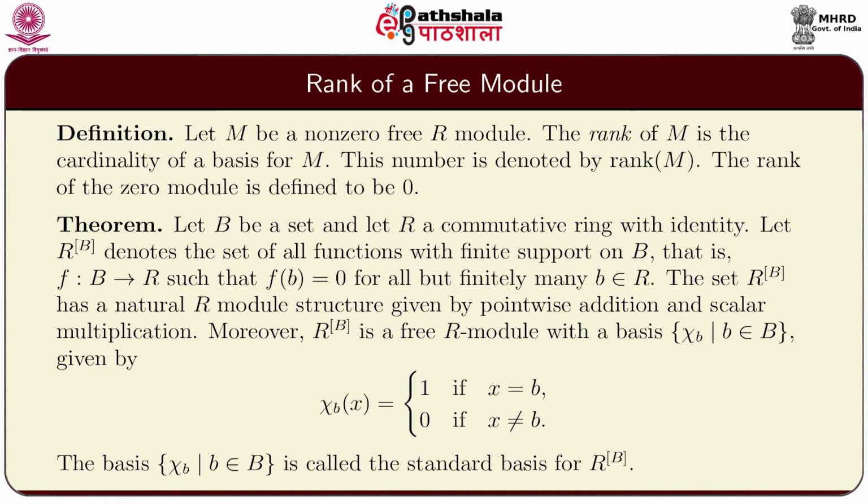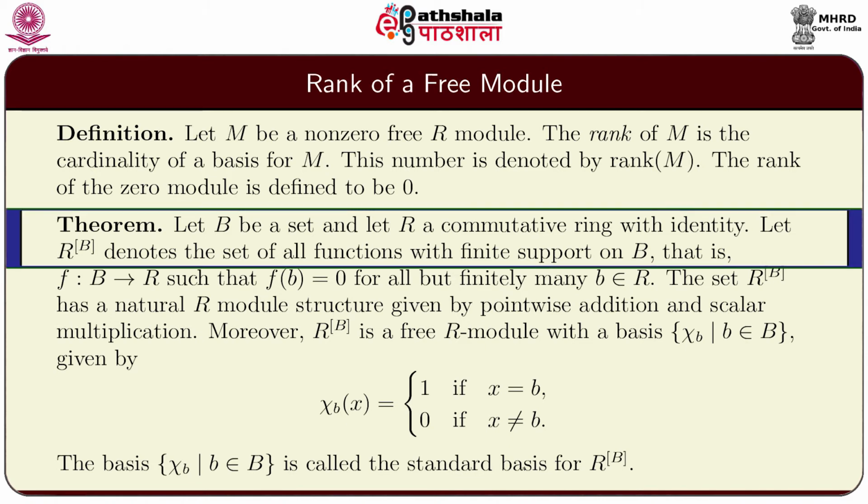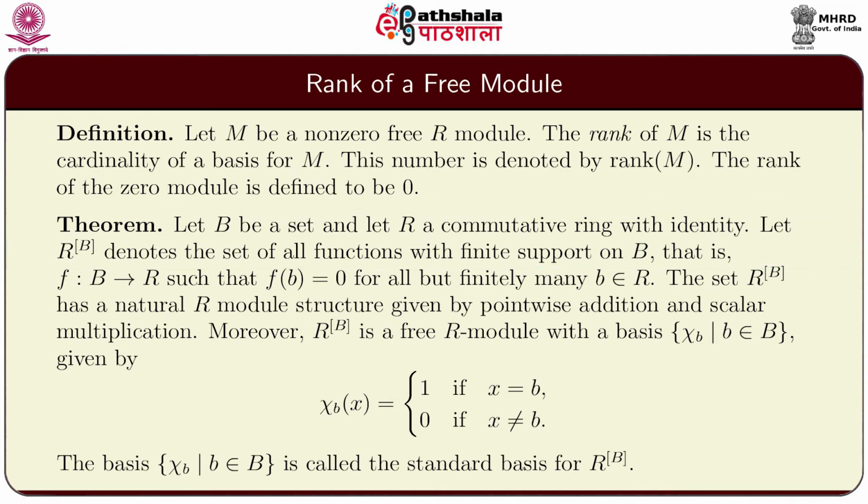Now, let us start with a non-empty set B and a commutative ring with identity R. Let R box B denote the set of all functions with finite support on B, that is, the set of all f from B to R such that f of b is 0 for all but finitely many b in B. The set R box B has a natural R module structure given by pointwise addition and scalar multiplication.